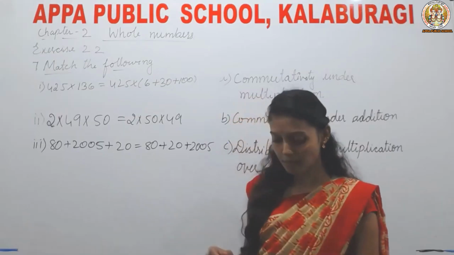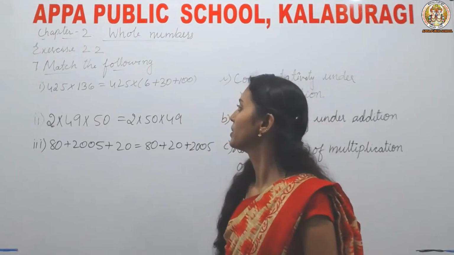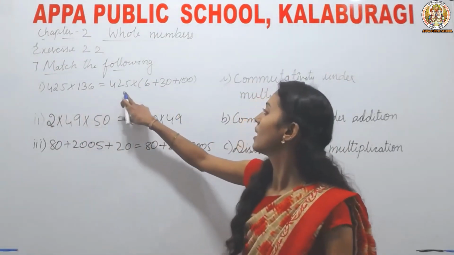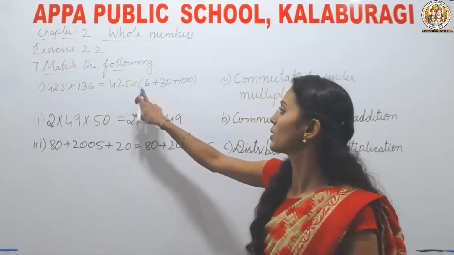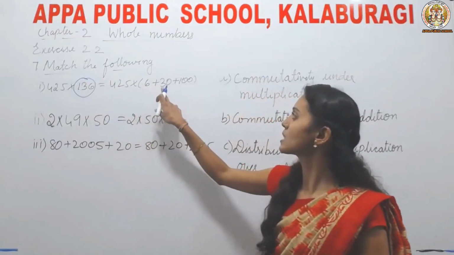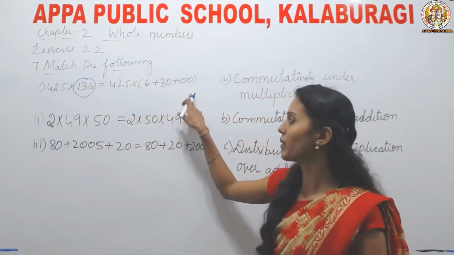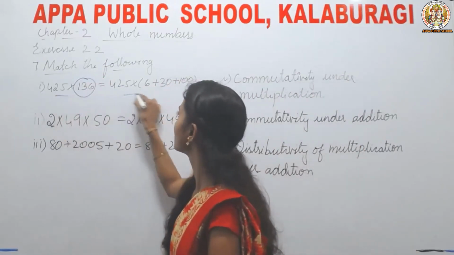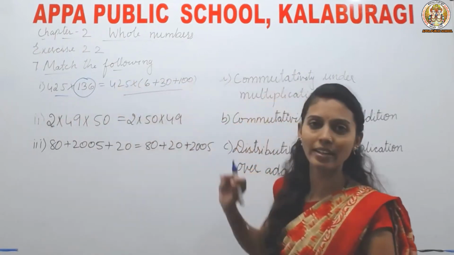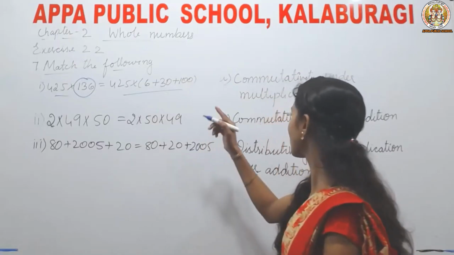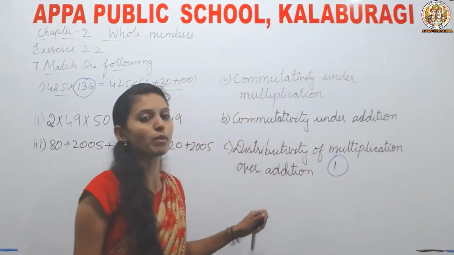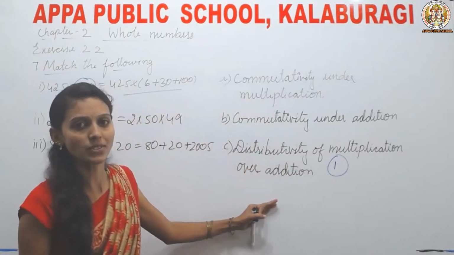Okay, see, what is the first one? 425 into 136 equals 425 into 136, split as 6 plus 30 plus 100. So what property is this? You have to distribute this one for these three, right? So therefore, this is nothing but distribution. Distributivity of multiplication over addition, right?